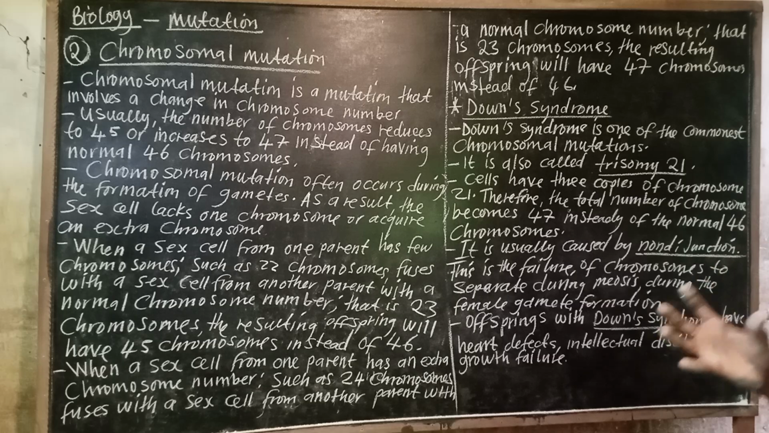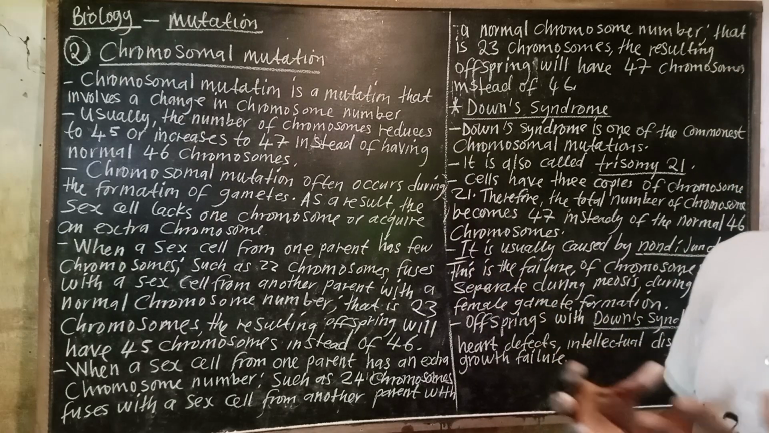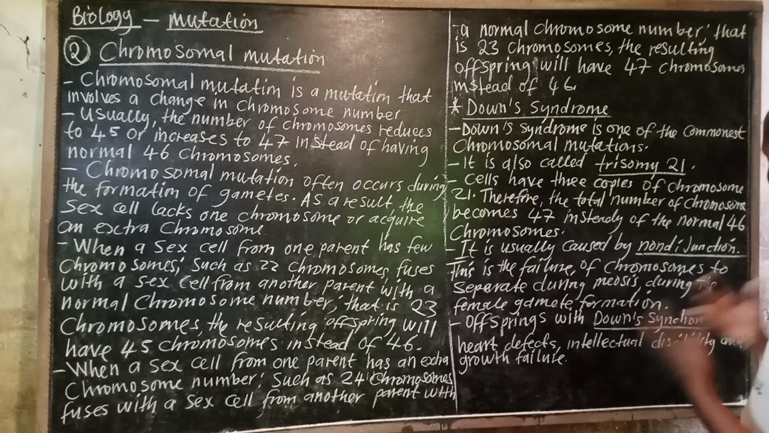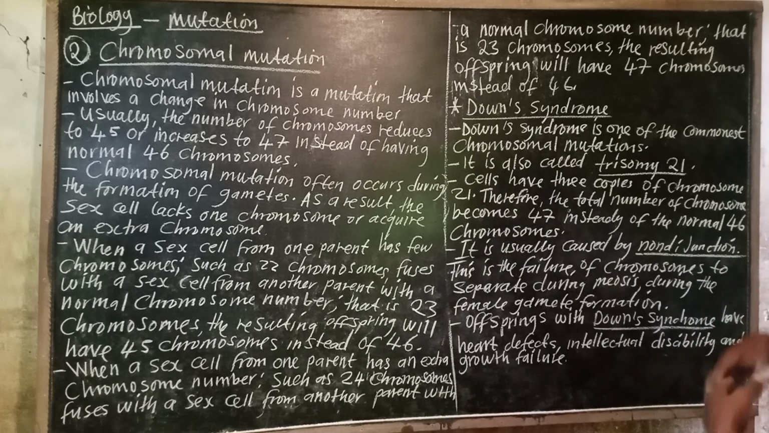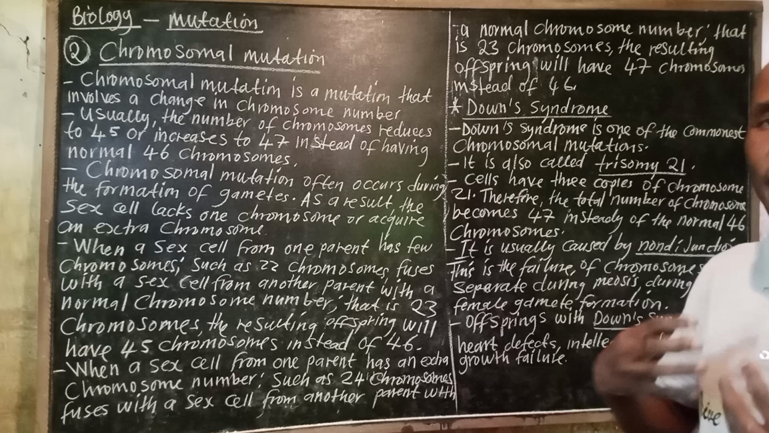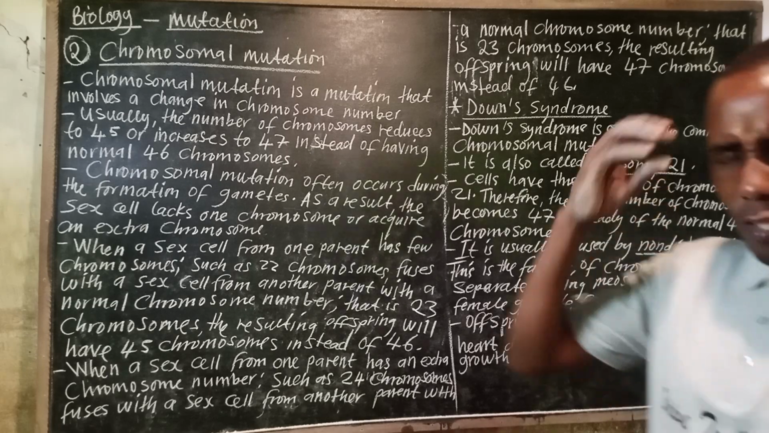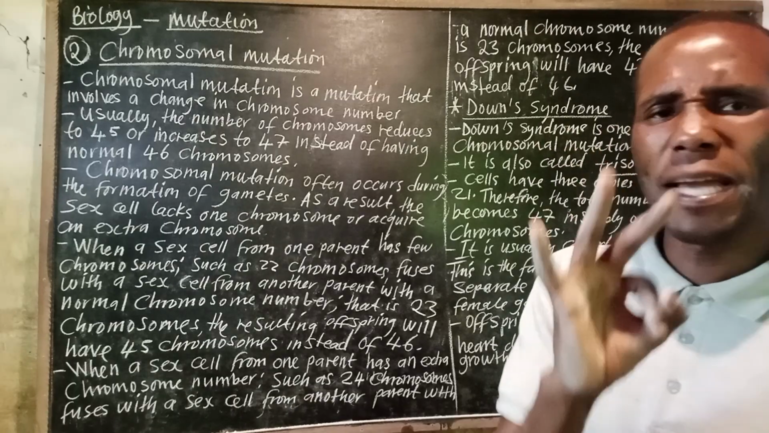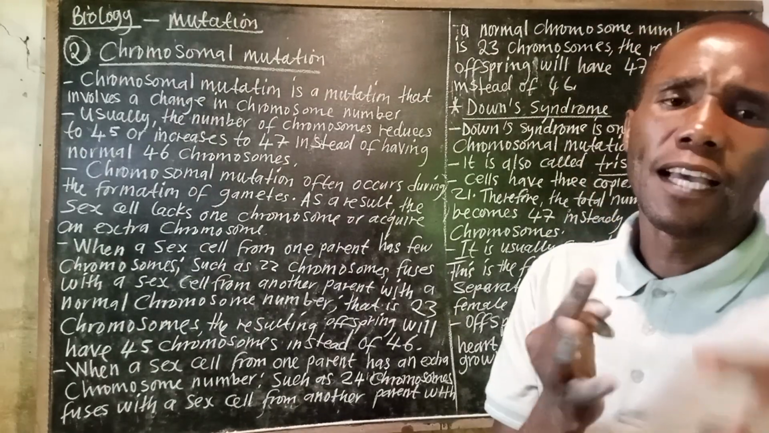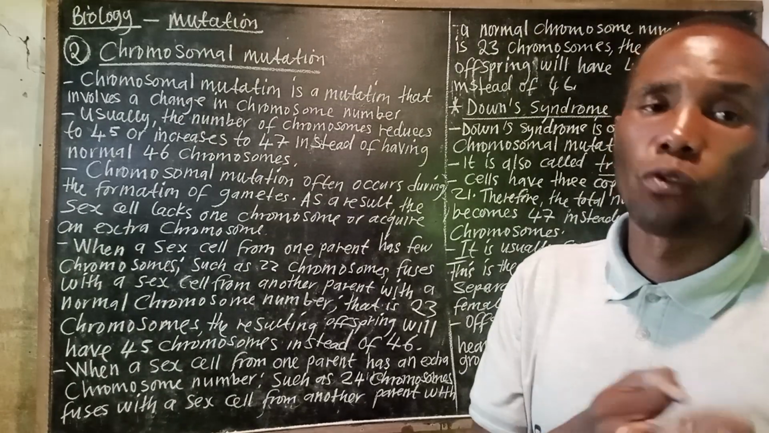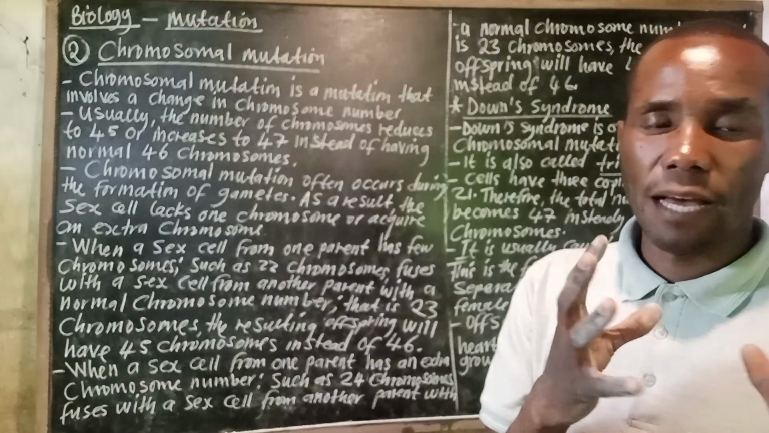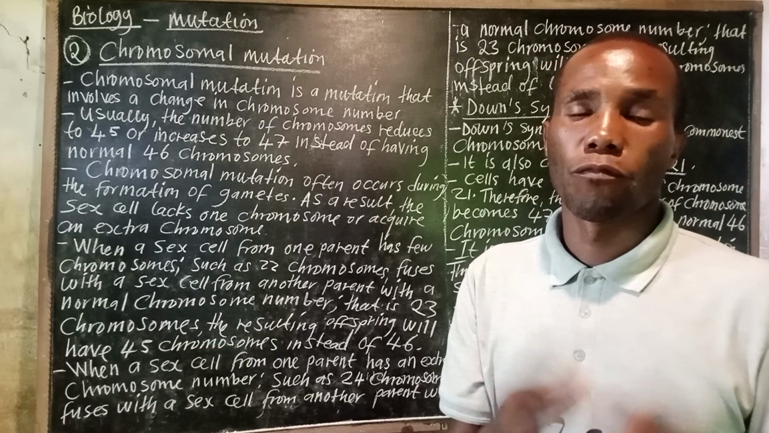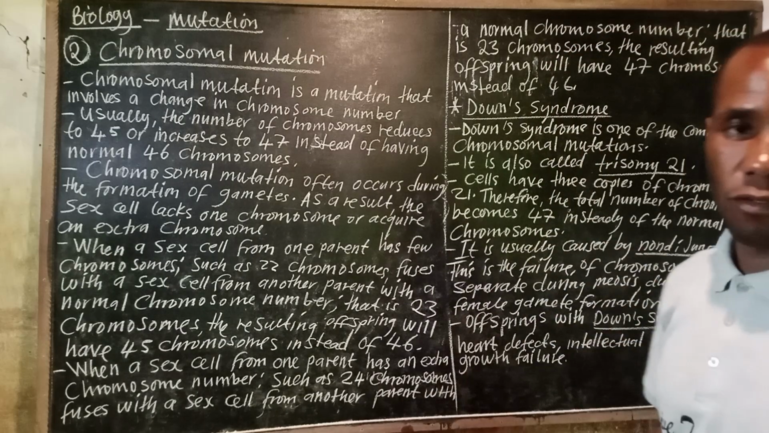Offspring with Down syndrome, what are they likely to suffer from? This is a disease on its own. Okay. Now, these offspring with Down syndrome have heart defects, intellectual disability, and growth failure. So, three major things: heart defect, intellectual disability, and growth failure. Those are some of the symptoms, the signs, things that they suffer from, those with Down syndrome.